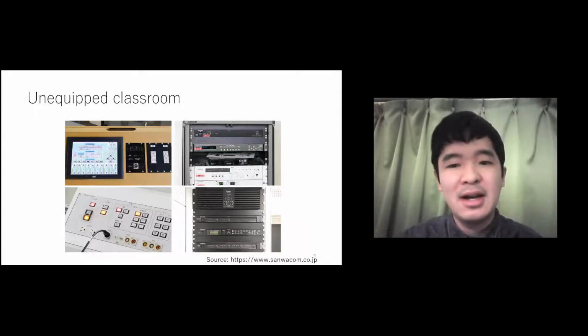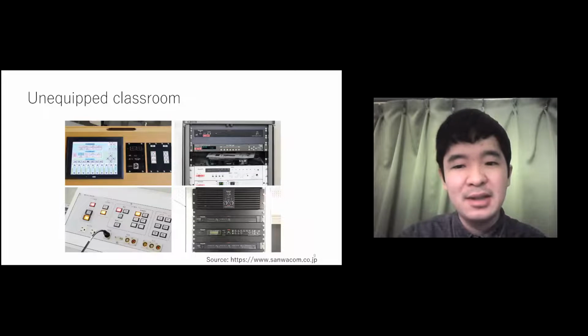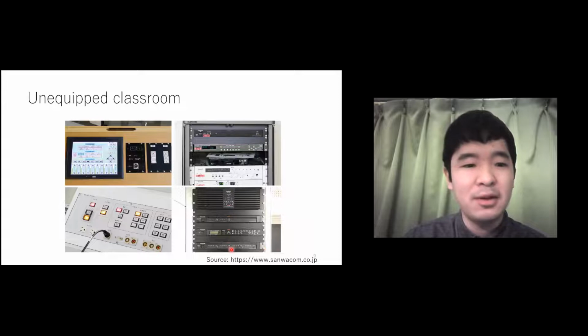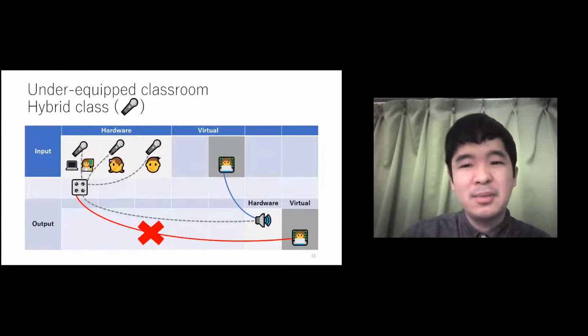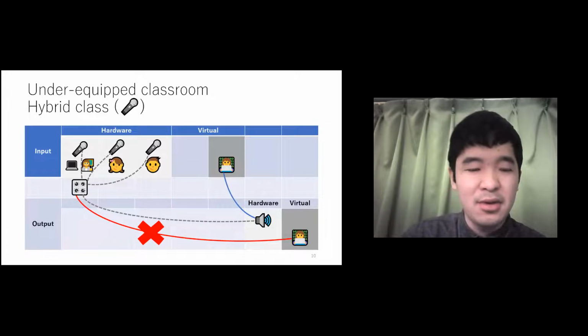But in under-equipped or unequipped classrooms, the settings are fixed. The cabinet is locked. There are outlets for input cables, but not for output cables. It's not possible to send audio signal from the classroom audiovisual system with a cable in those classrooms.